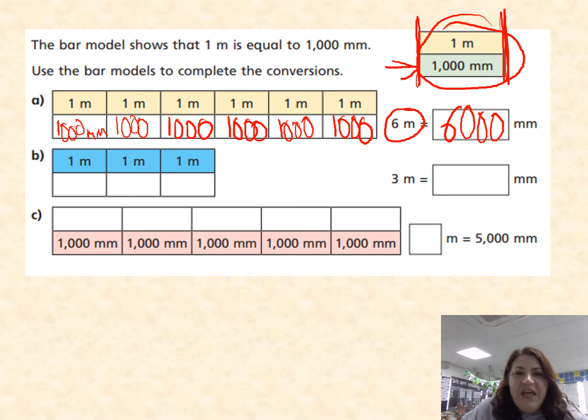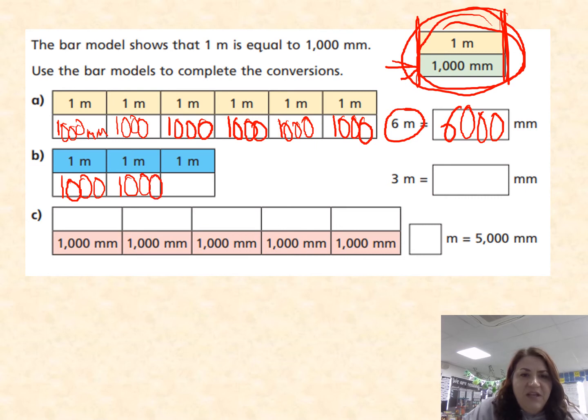Okay, so the next one is now 3 metres. That's even easier, isn't it? So it'll be the same thing using this bar model up here. 1 metre is 1,000 millimetres. So each of those has got 1,000 in it. So how many have I got altogether? I've got 3,000. Lovely and easy.